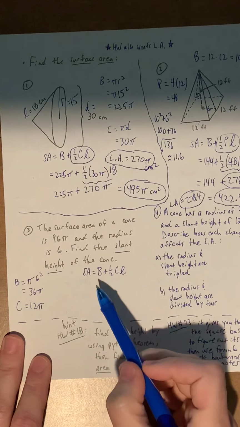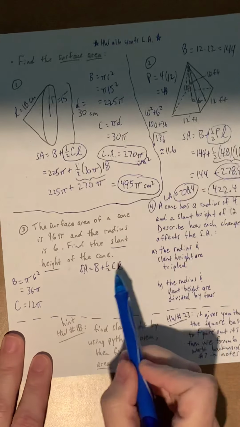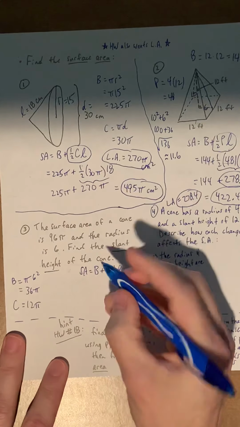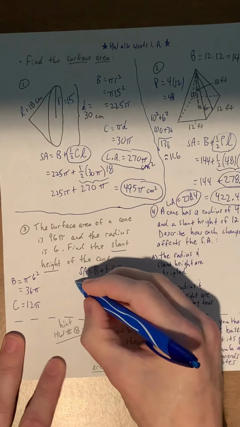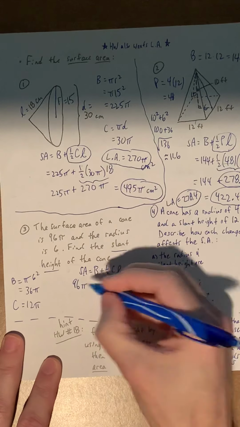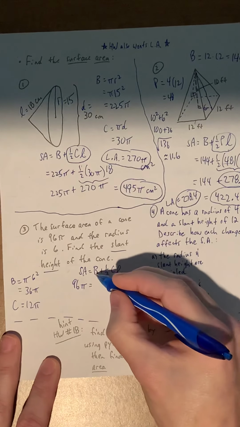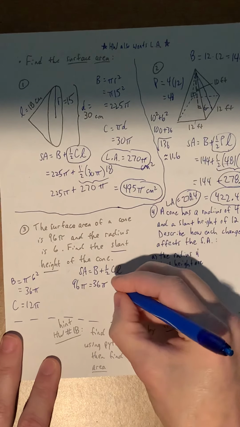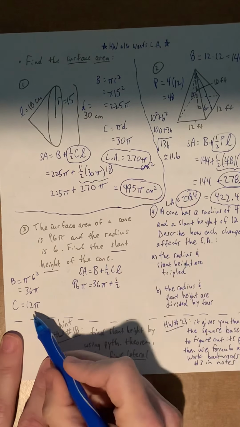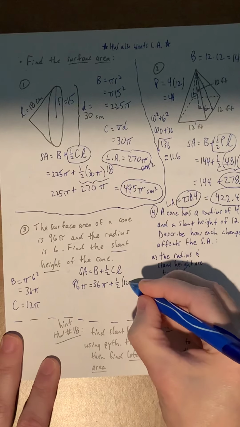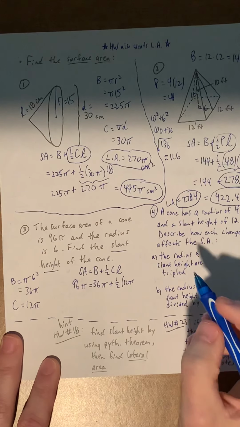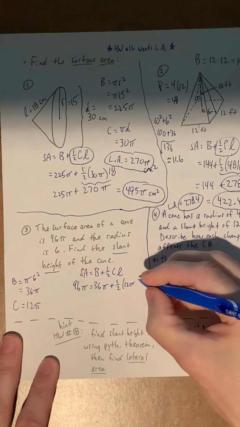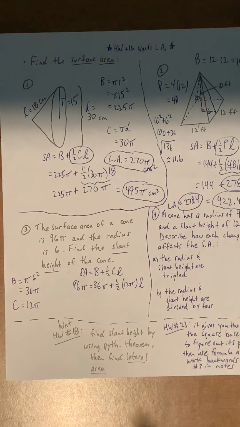All right, so now we have our surface area, we have our B and C values. We're ready to plug in and work backwards to get L. So here we go. 96 pi for surface area. Capital B is 36 pi, plus 1/2 C is 12 pi, and we have L, because that's what we're solving for.